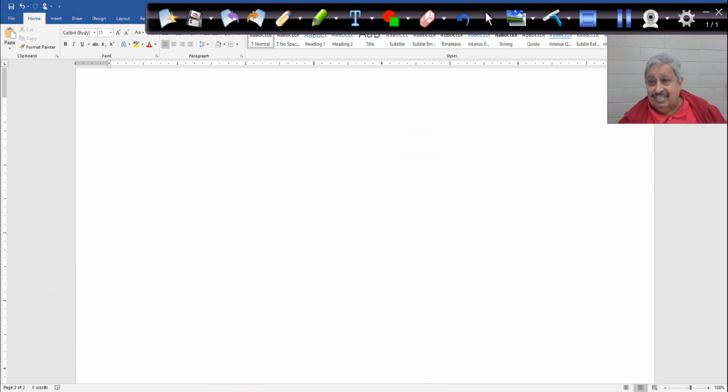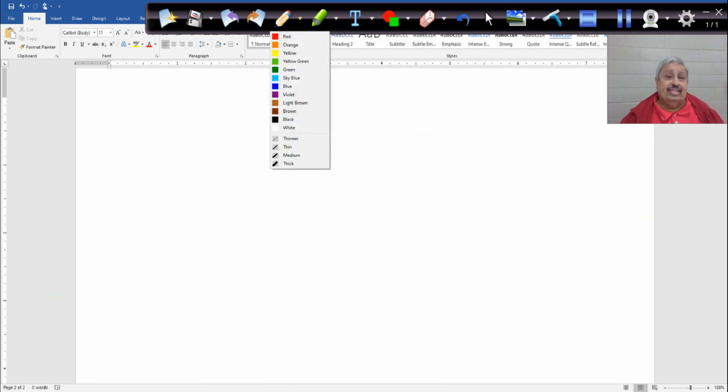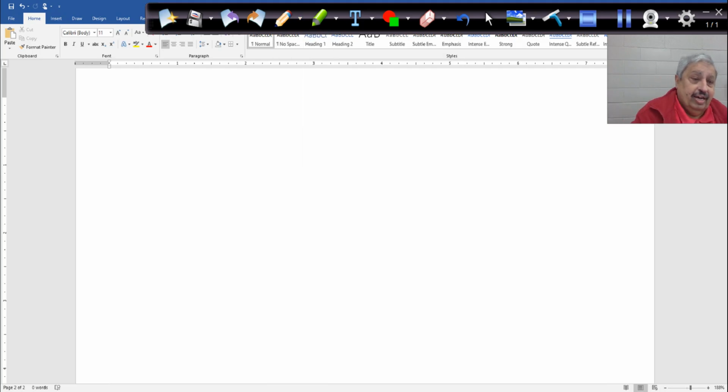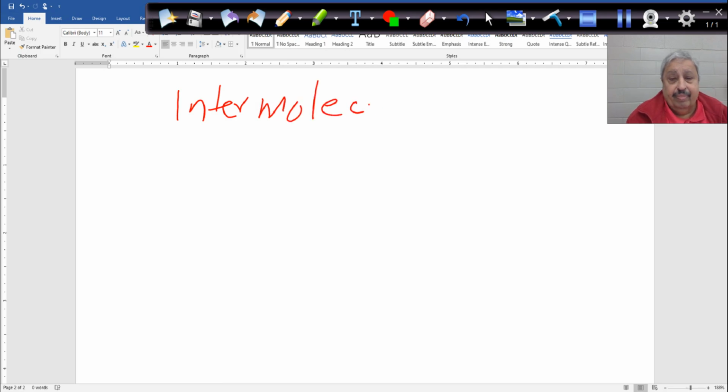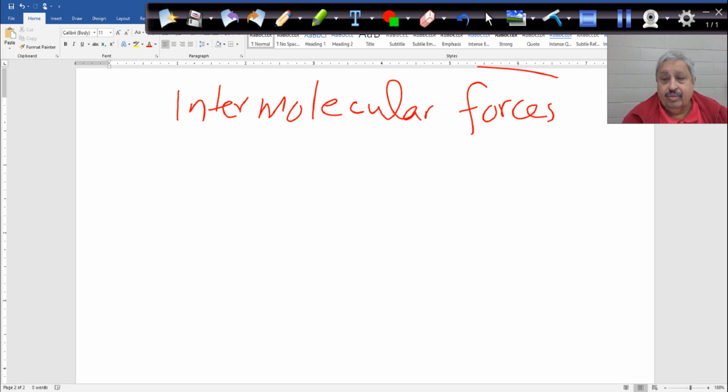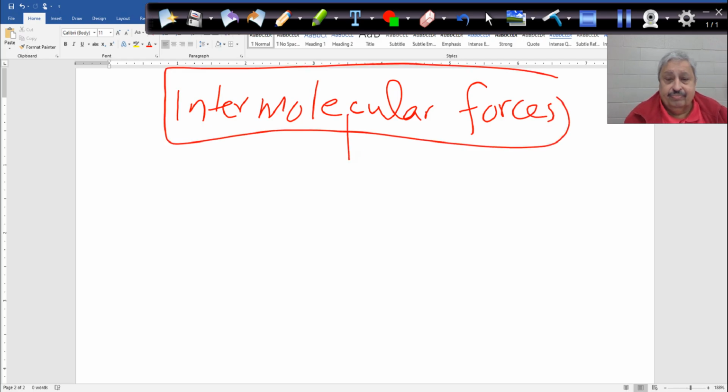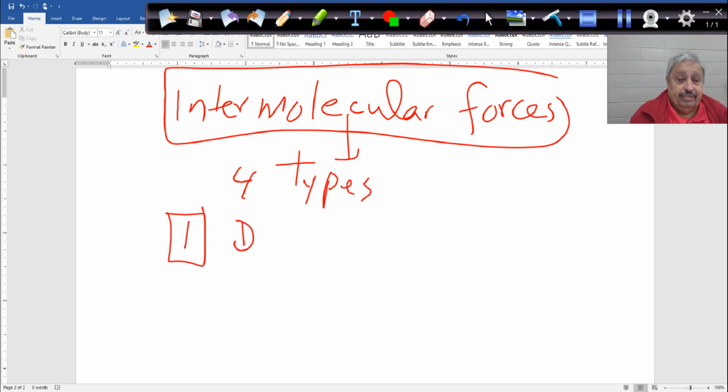So last topic here, we are looking at types of intermolecular forces. We have 4 types. The first type is called dispersion.